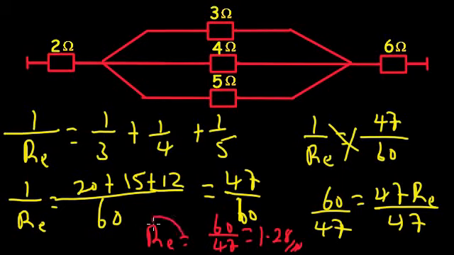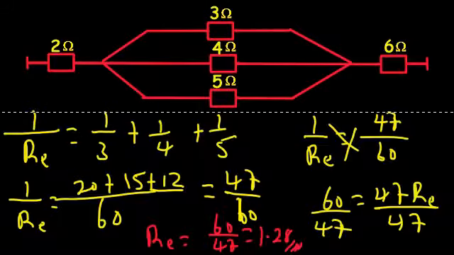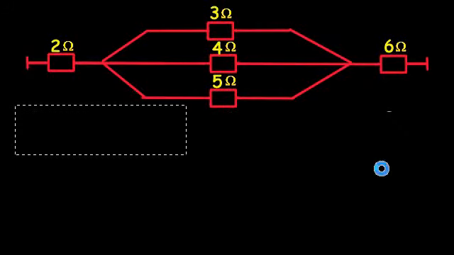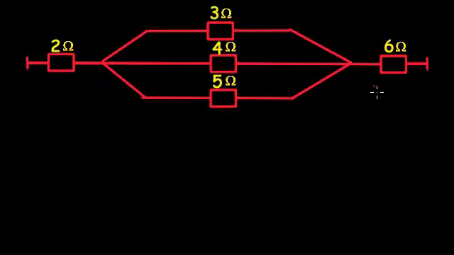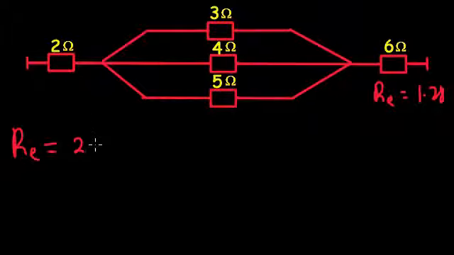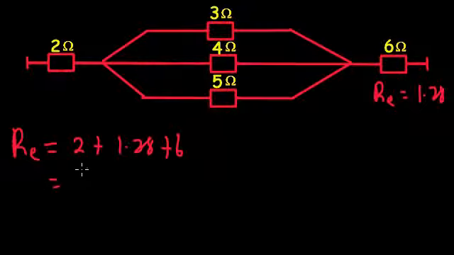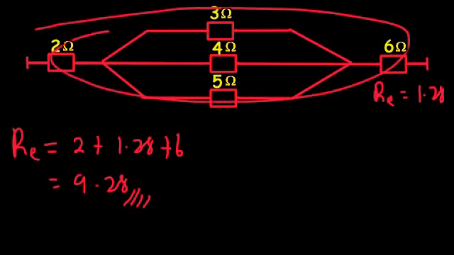Now, this equivalent resistance will be in series with these two. So therefore, we write that back. We now have R_eq to be 1.28. So the final answer in this case for the series arrangement will be equal to 2 plus 1.28 plus 6. That gives us 9.28. So this is the equivalent resistance for this type of combination.